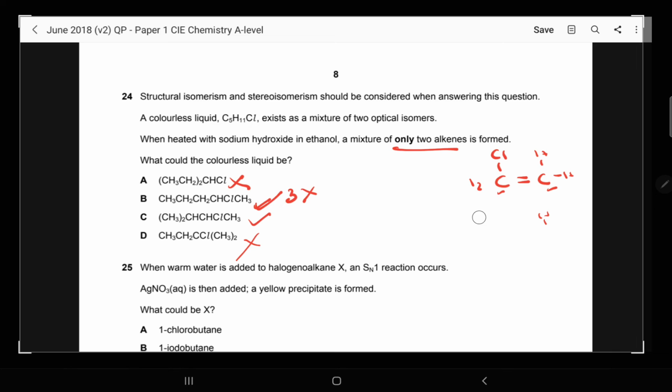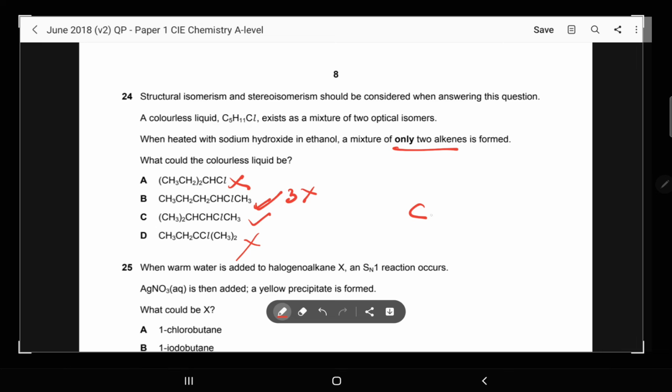So for C, we now have carbon, carbon, and carbon. There's a Cl over here, CH3 over here, CH3 over here, and a hydrogen over here, hydrogen over here, hydrogen over here, hydrogen over here, hydrogen over here.